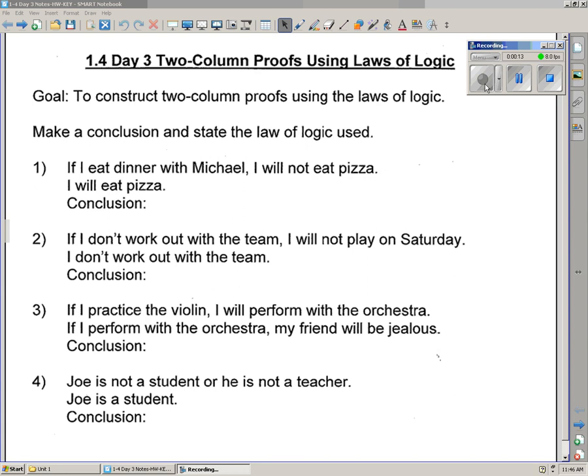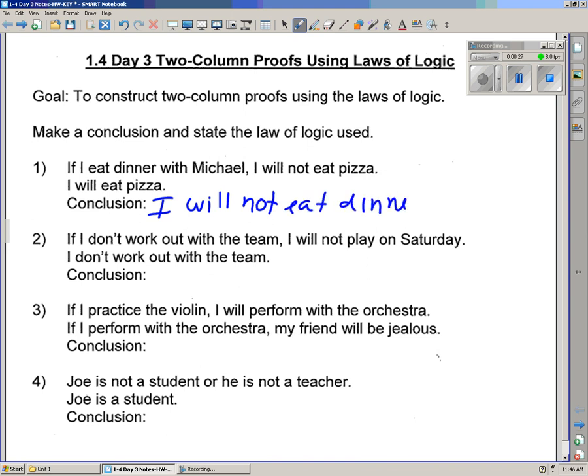So this first one says, if I eat dinner with Michael, then I will not eat pizza. The second sentence says, I will eat pizza. So the conclusion must be that I will not eat dinner with Michael. And then the question is, well, what law of logic was used here? And this was modus tollens.